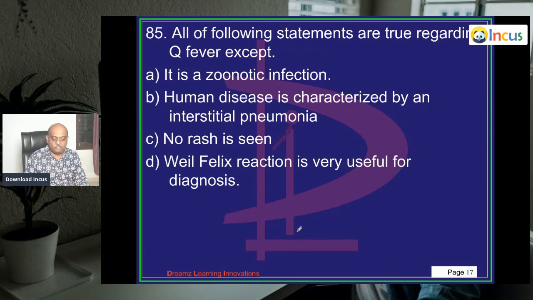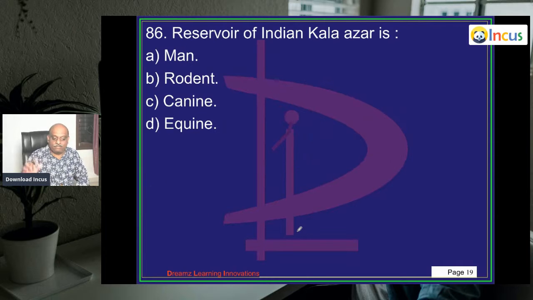Q fever is a zoonotic infection, with interstitial pneumonia, and no rash is seen, and Weil-Felix is not useful in case of Q fever.